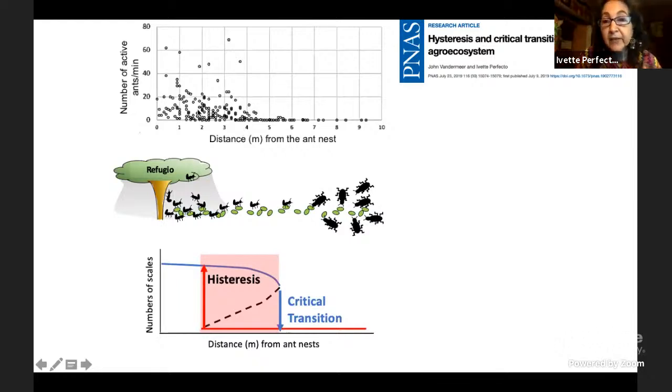These measurements are all made on coffee plants, no? And you can see that there's a lot of ant activity, and then it drops to almost 0 after the 4 meters.